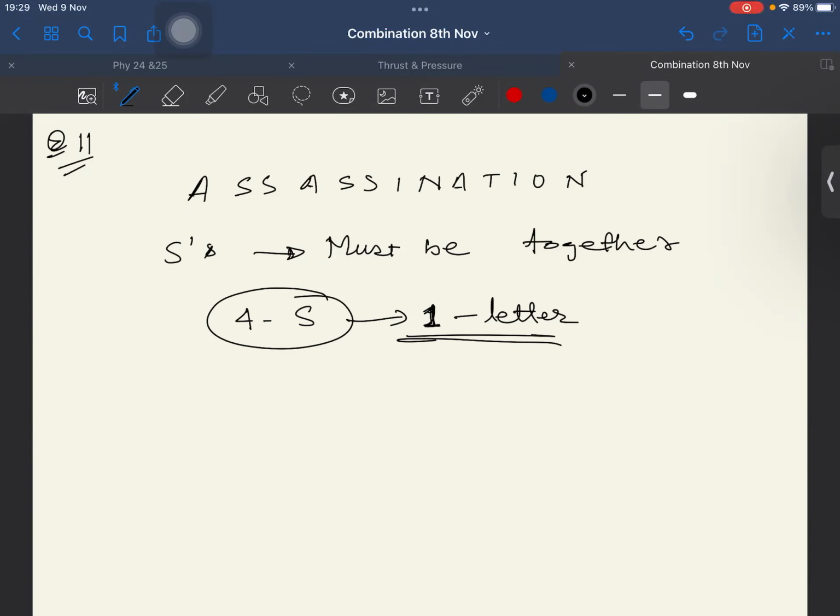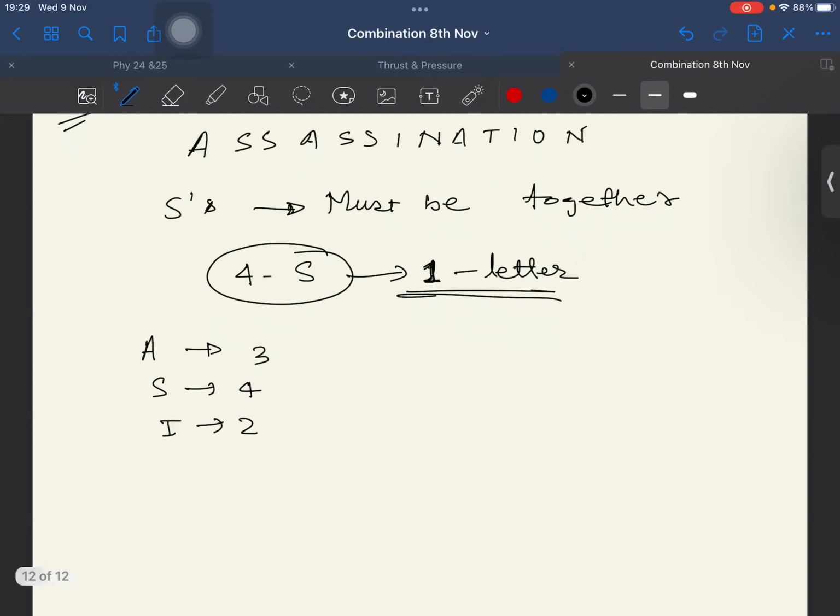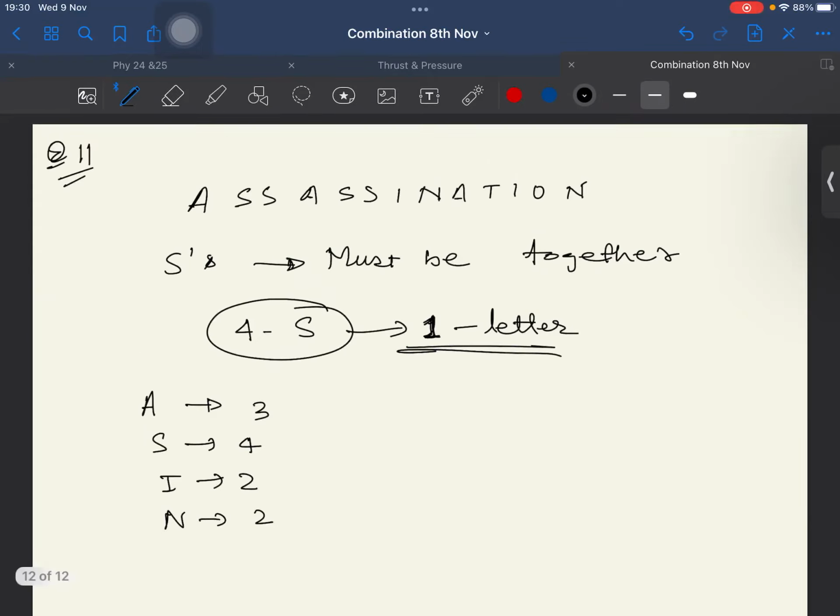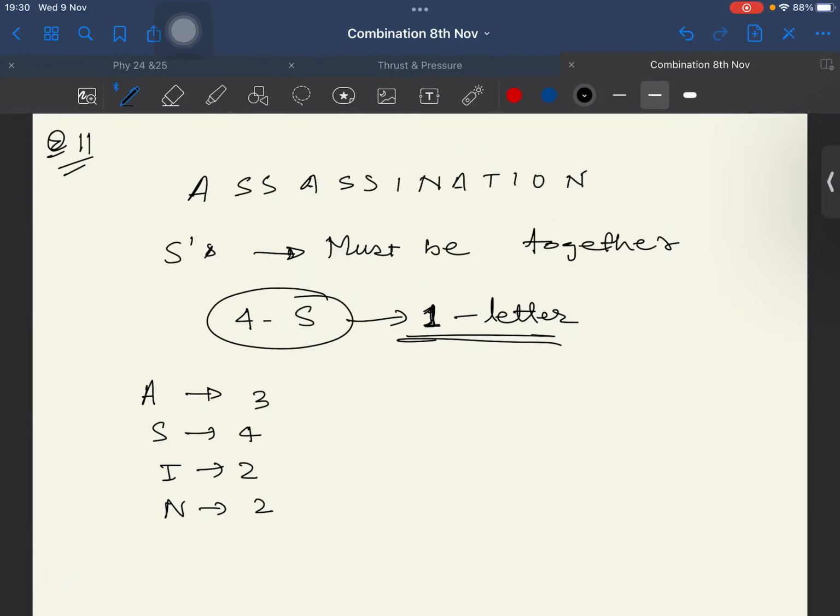How many words can we form? First, write down how many times each letter appears. A is 3 times, right? S is 4 times. I is 2 times. N also appears 2 times. All others are only once. T is 1 time, and O is 1 time.